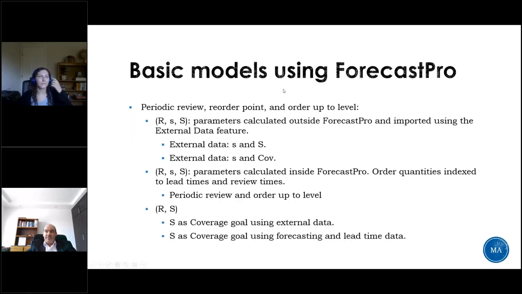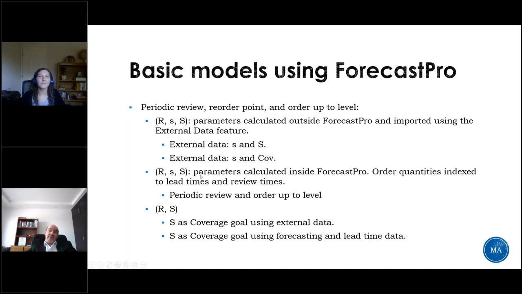Some basic models using ForecastPro that I'm going to show you today: periodic reviews, reorder points, and order-up-to levels. The first one, I'm going to do 2 examples. And these parameters are calculated outside ForecastPro and imported using the external data feature. I'm going to show you that. The external data is basically the reorder point and the order-up-to level, and might also be the reorder point and the inventory coverage goal.